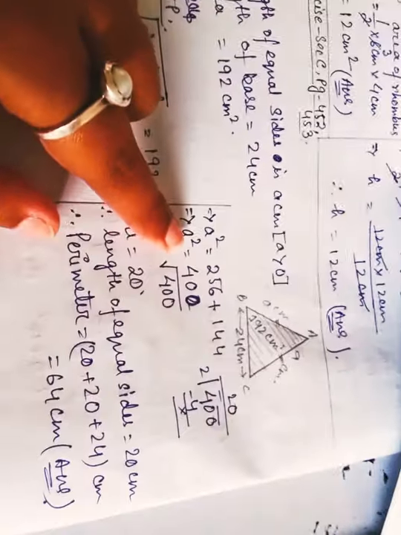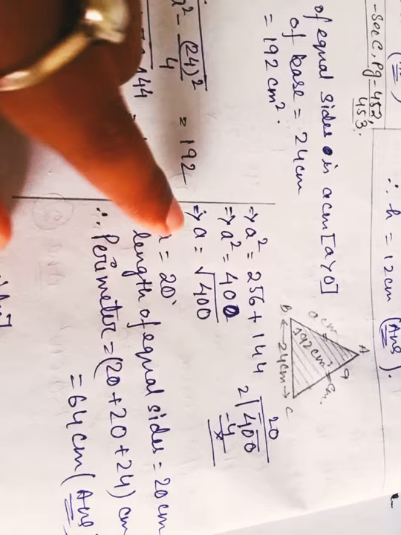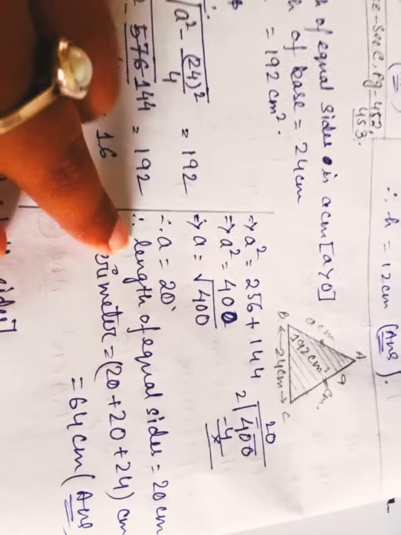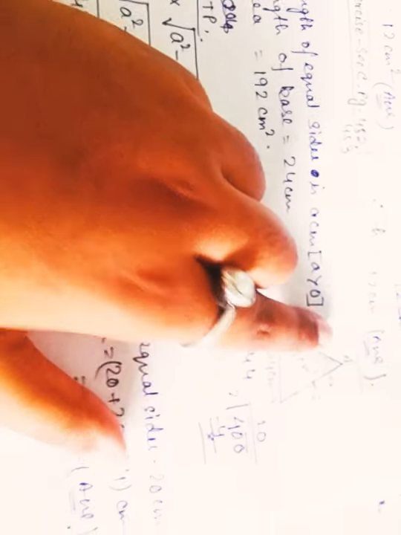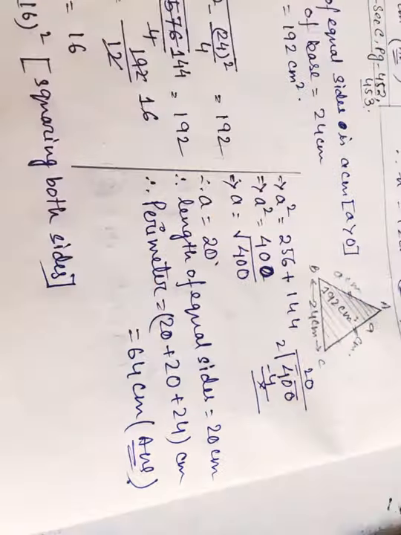Okay, then find the value of a square. From that, by taking the square root of 400 we get the value of a. So a is 20, which means the two equal sides are 20. Then the perimeter will be 20 plus 20 plus 24.